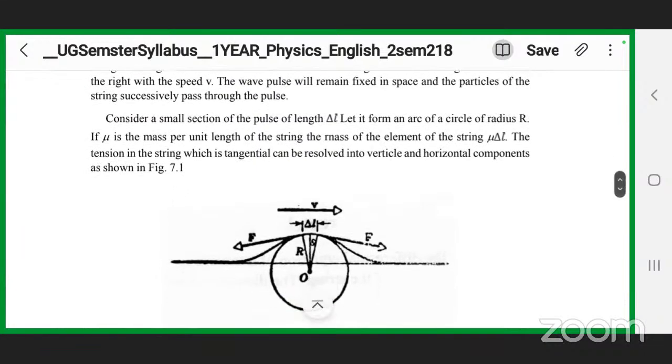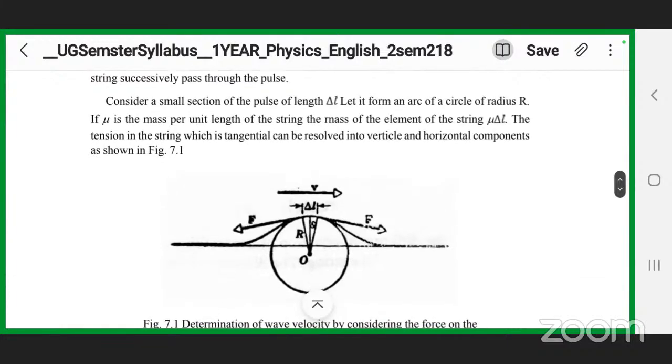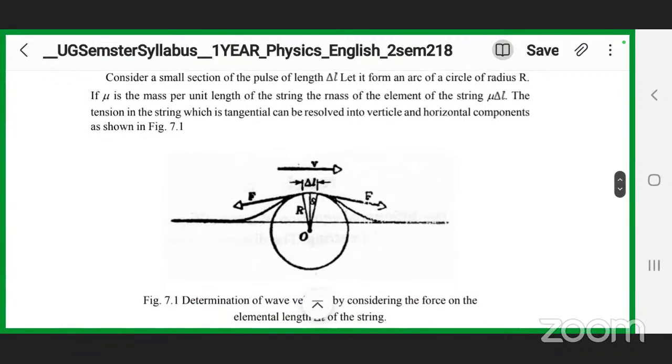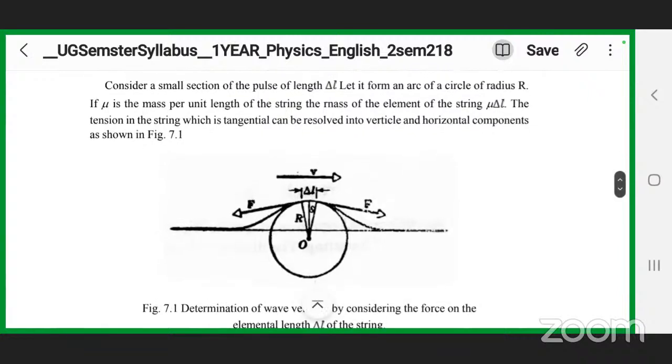The particles of the string are also going to be successively progressing from the left to right side. So here, let us consider that a small section of the pulse has length delta L, which is going to be formed like an arc of a circle of radius capital R.